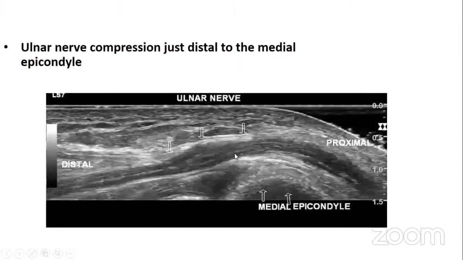Ulnar nerve compression: this is an ultrasound picture, taken again from a textbook. This is the proximal part, there's the medial epicondyle here, and you see the edema of the nerve as it goes distally here. So these are the things you appreciate in an ultrasound.